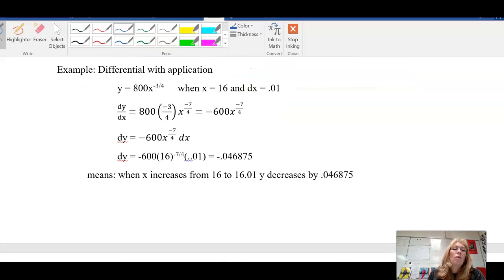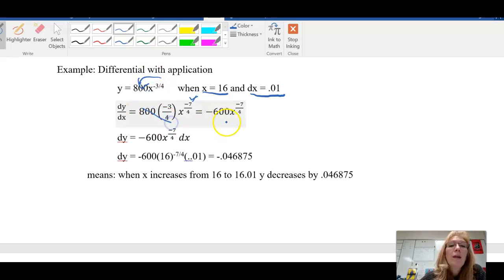Let's try this. y equals 8x to the negative 3/4, when x equals 16 and the change in x is 0.01. I want to know that when x is 16 and it can be off by 0.01, how much will my y be off by? That's what you're looking for. So first we do our derivative: multiply, subtract 1, simplify, and this is the derivative. Multiply both sides by dx.